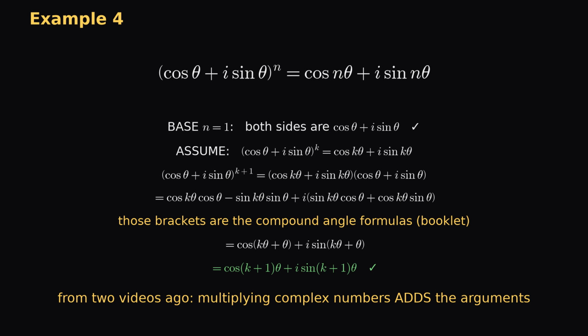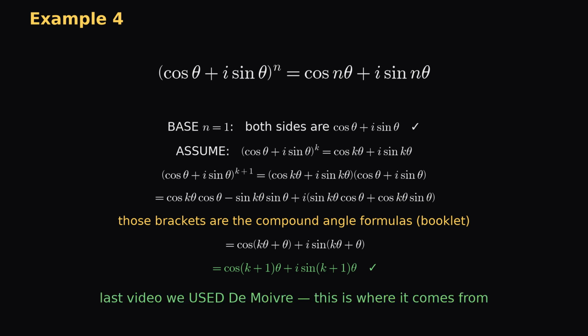And notice what is actually driving that proof. It is the rule from 2 videos ago. Multiplying complex numbers adds the arguments. Last video we used de Moivre. This is where it comes from.